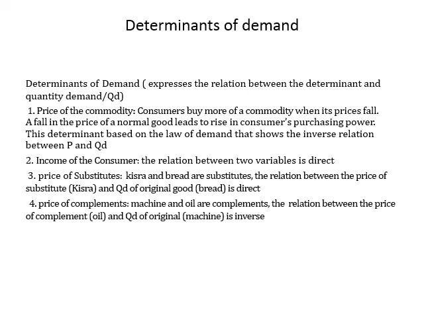So now we would like to discover the relation between the price of Kisra and the quantity demanded of bread. عاوزين نكتشف العلاقة بين سعر الكسرة والكمية المطلوبة من الرغيف. الكسرة هي بديل للرغيف. This determinant states that the relation between these two variables is direct.